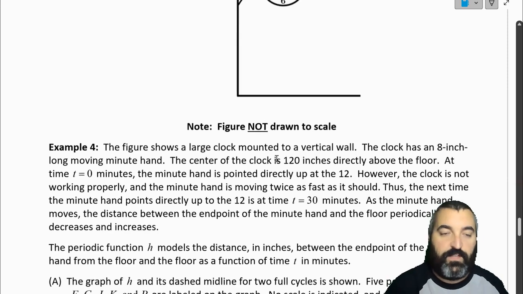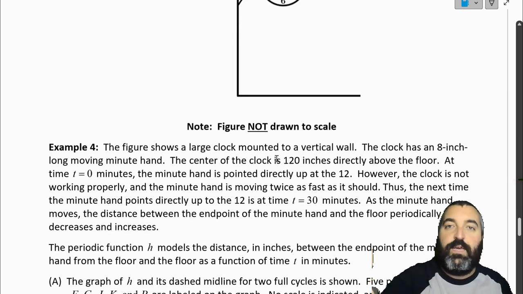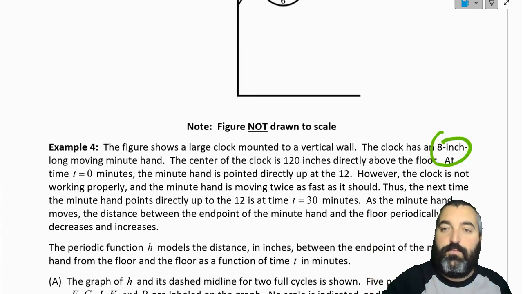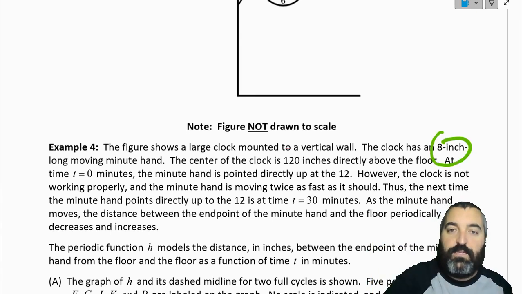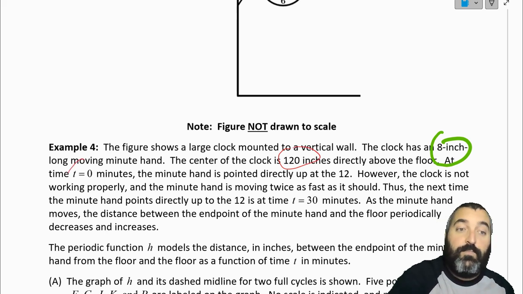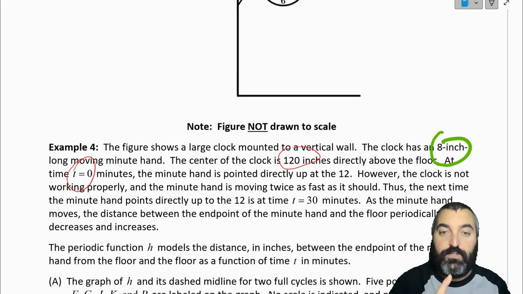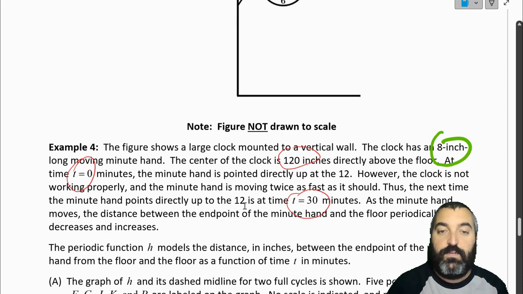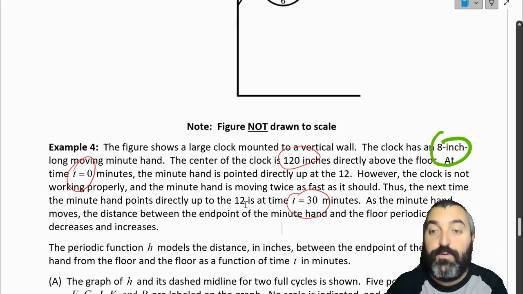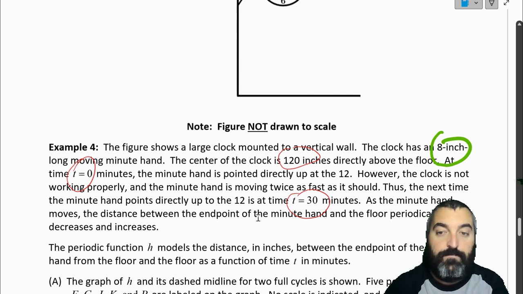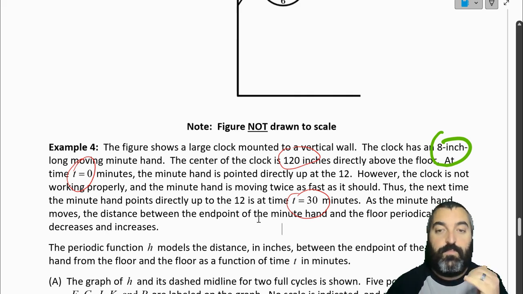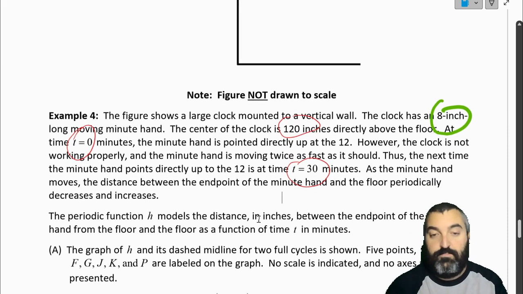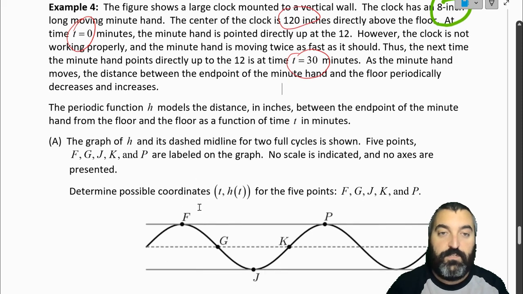So just to revisit, we have a clock mounted on the wall. It has an 8-inch long minute hand, and the height of the clock is 120 inches. Time equals 0 is when the hand is pointed directly straight up, but it's moving quicker than it should, and it's getting back directly up after 30 minutes instead of every 60 minutes. We're now looking at the distance from the endpoint of the minute hand to the floor, and they tell us it's periodic. They give us a function that's periodic, and these points.